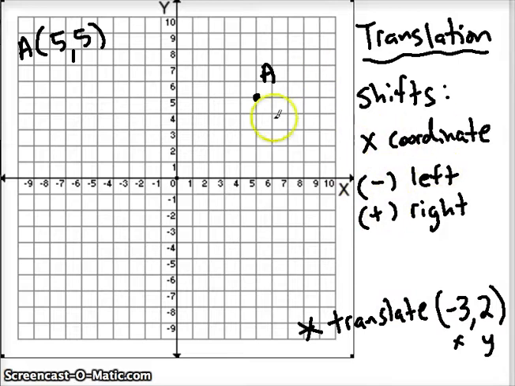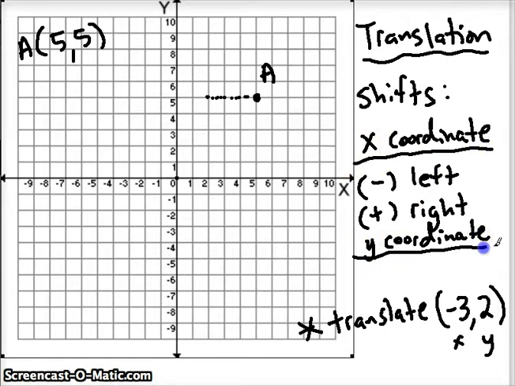So let's do the x-coordinate. We started at 5, and since this is a negative translation, we're going to shift left on the x-axis 3 spots. So we're shifting left 1, 2, 3. So we should be right there, right? But we also have to translate the y value as well. So let's talk about what y-coordinate translations do. So very similarly, y-coordinates, a negative value shifts us down, and a positive value shifts us up. So this is a positive value, so we should shift up 2. So up 2. So our end point is right there. We shifted left 3 and up 2. We went left 1, 2, 3, up 2. So that's a translation of negative 3, 2.